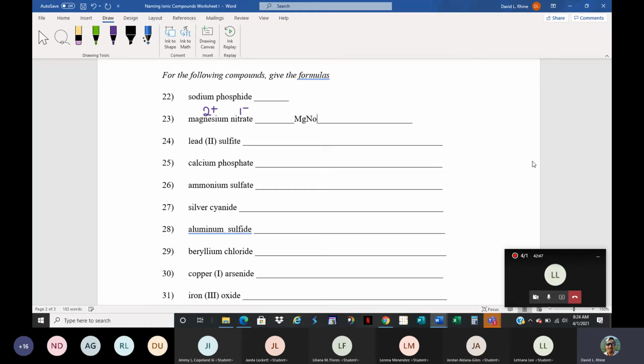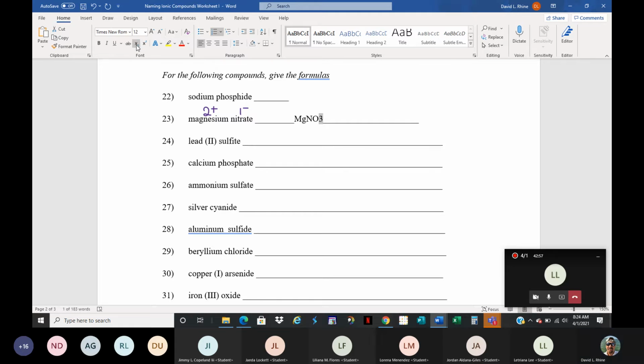Mg NO3. I know it's that. However, I've got to add. See, I can't do NO3. I can't do NO6. I can't do N2O6. Can't do it that way. I have to do parentheses. So you put parentheses around it.